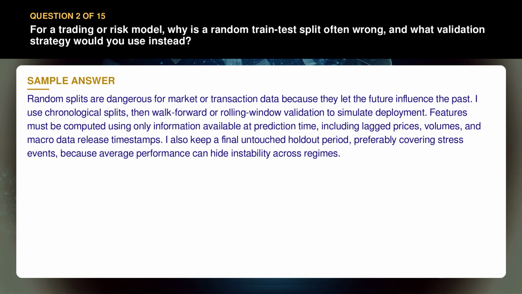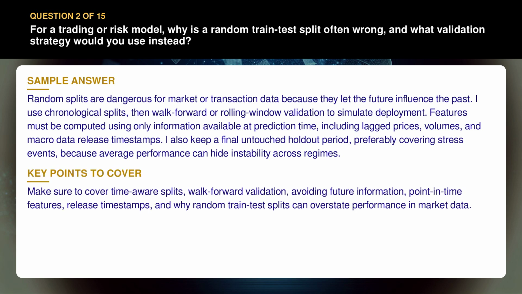Features must be computed using only information available at prediction time, including lagged prices, volumes, and macro data release timestamps. I also keep a final untouched holdout period, preferably covering stress events, because average performance can hide instability across regimes. Make sure to cover time-aware splits, walk-forward validation, avoiding future information, point-in-time features, release timestamps, and why random train test splits can overstate performance in market data.